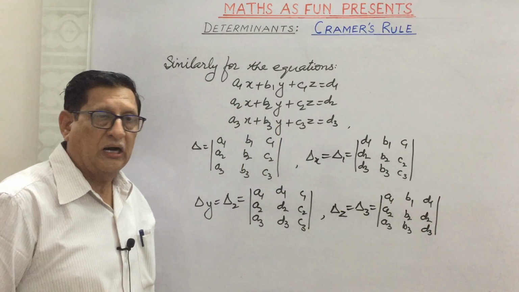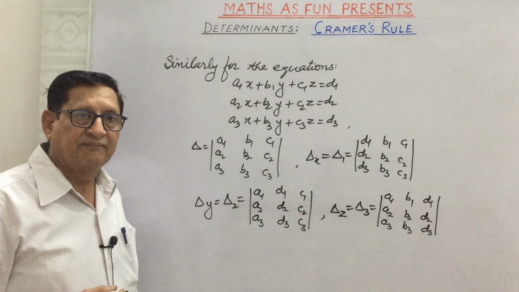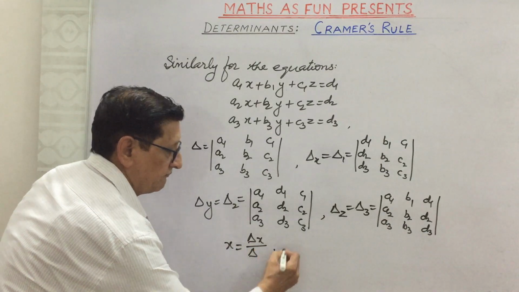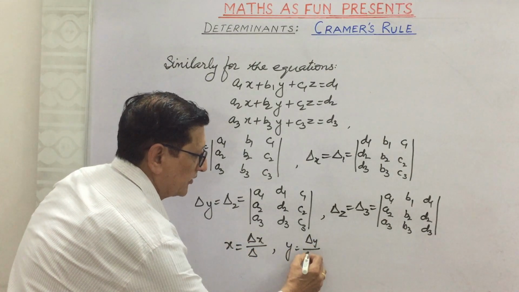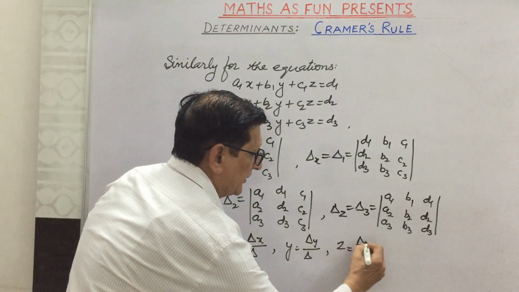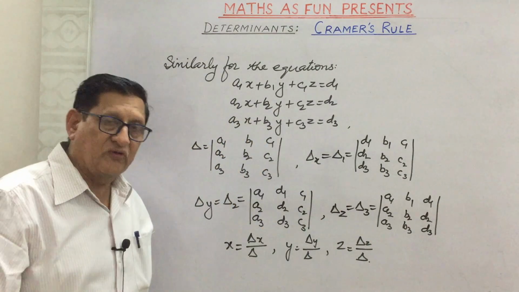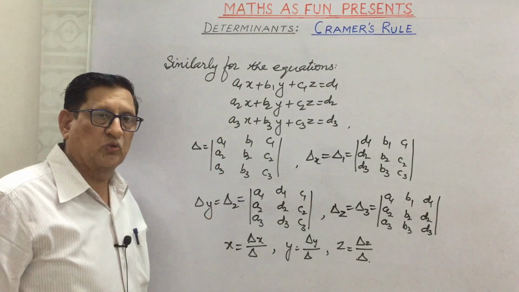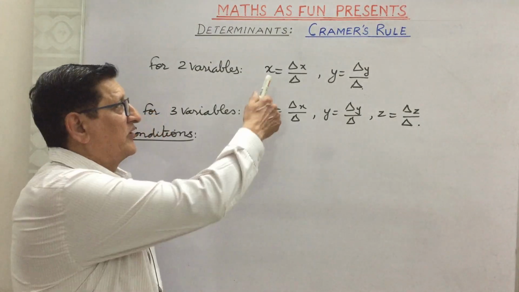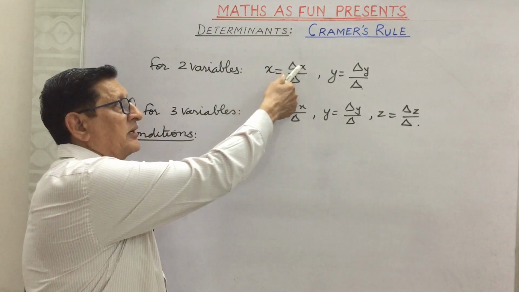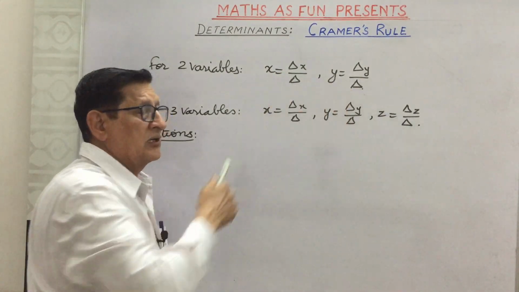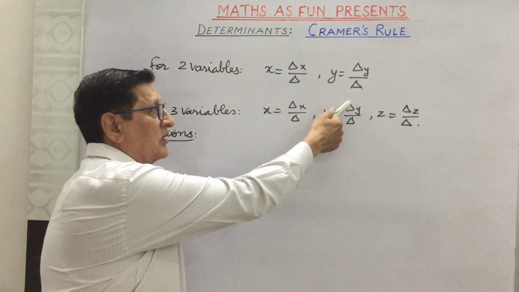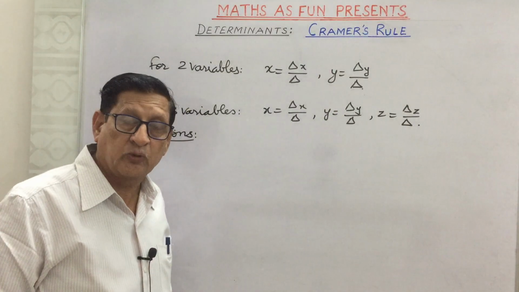After obtaining all these four determinants, we can find the value of x as delta x upon delta, y as delta y upon delta, z as delta z upon delta. So we can find the solution of linear equations in 3 variables also by using Cramer's Rule. After getting the solutions, for 2 variables x is equal to delta x upon delta, y is equal to delta y upon delta, and for 3 variables x is equal to delta x upon delta, y equal to delta y upon delta, and z equal to delta z upon delta.